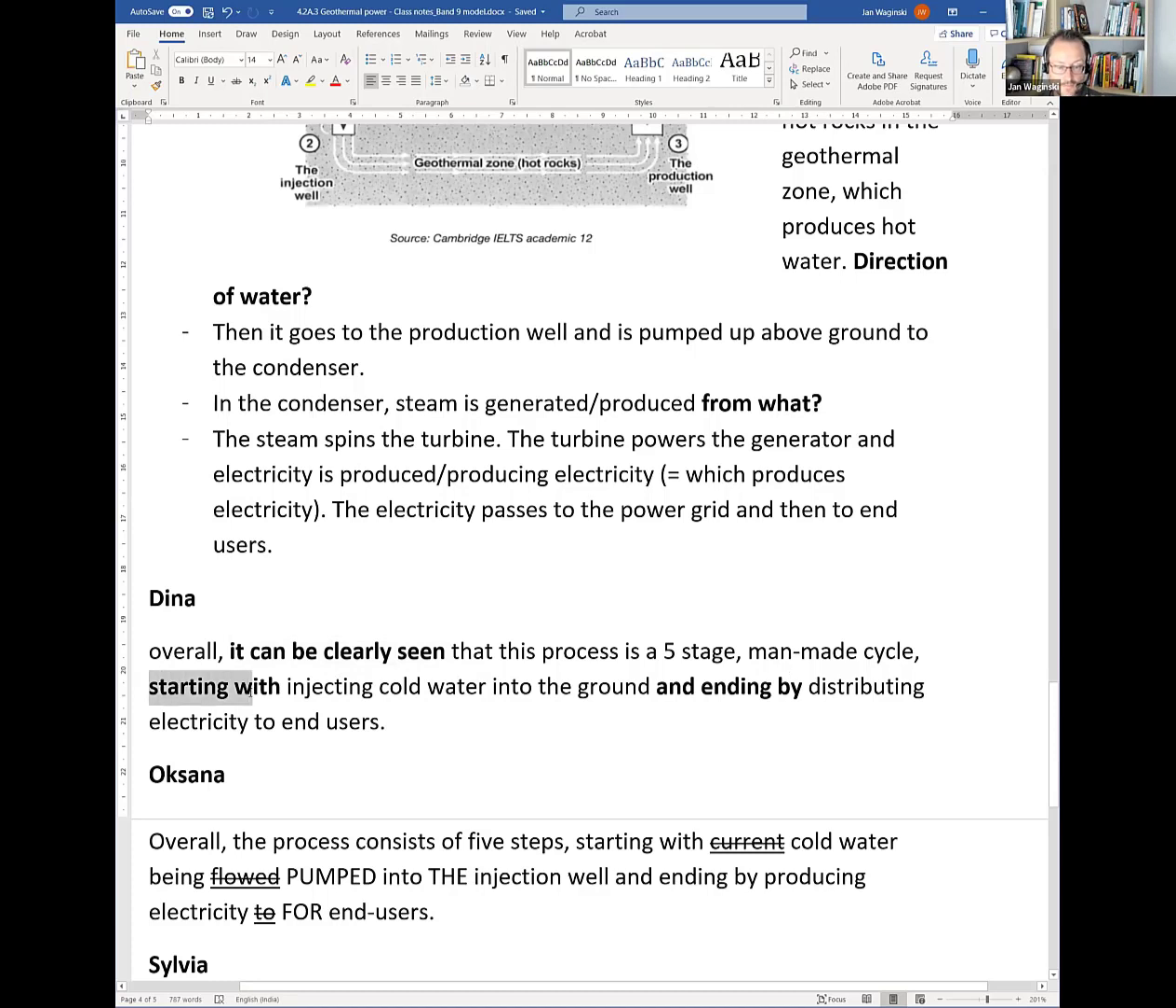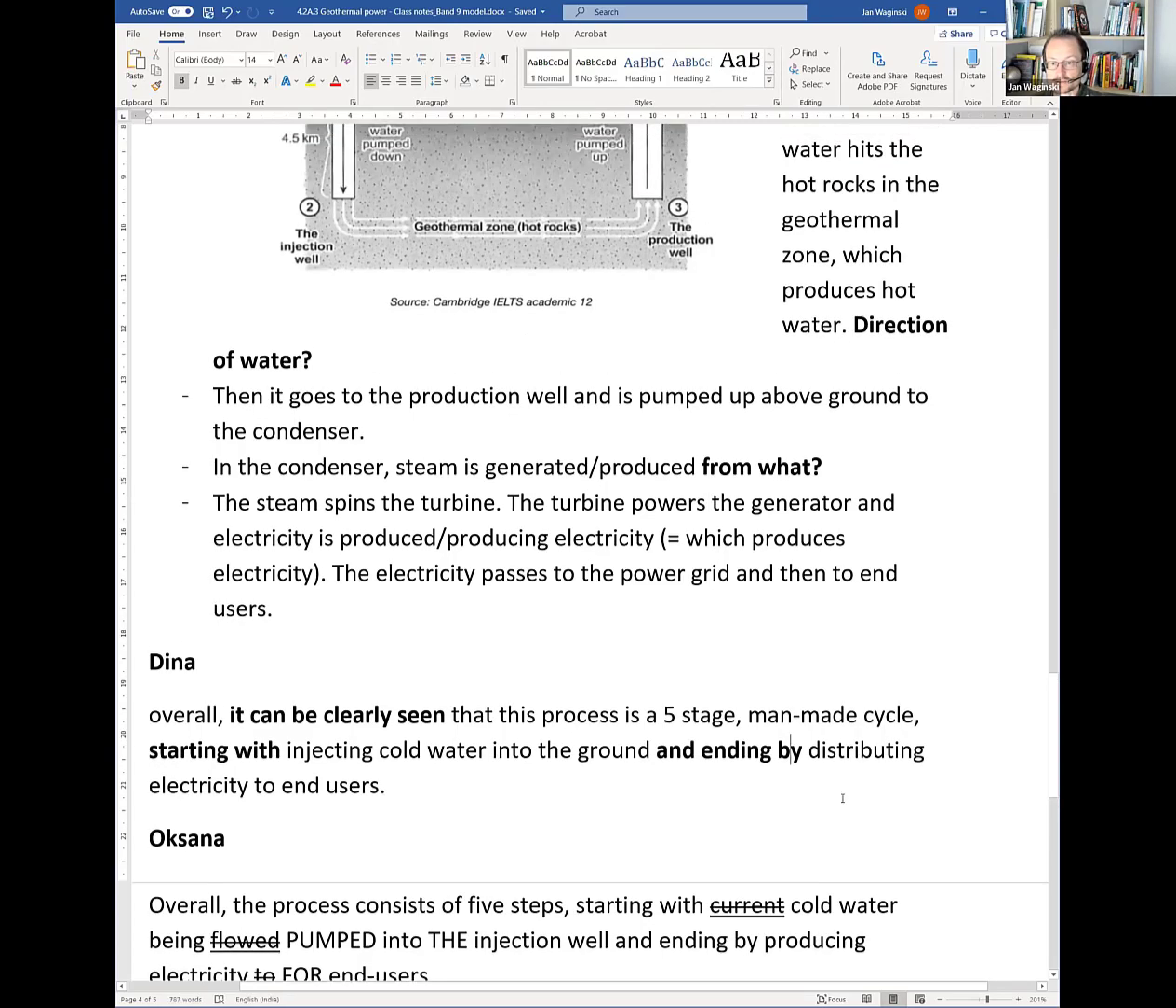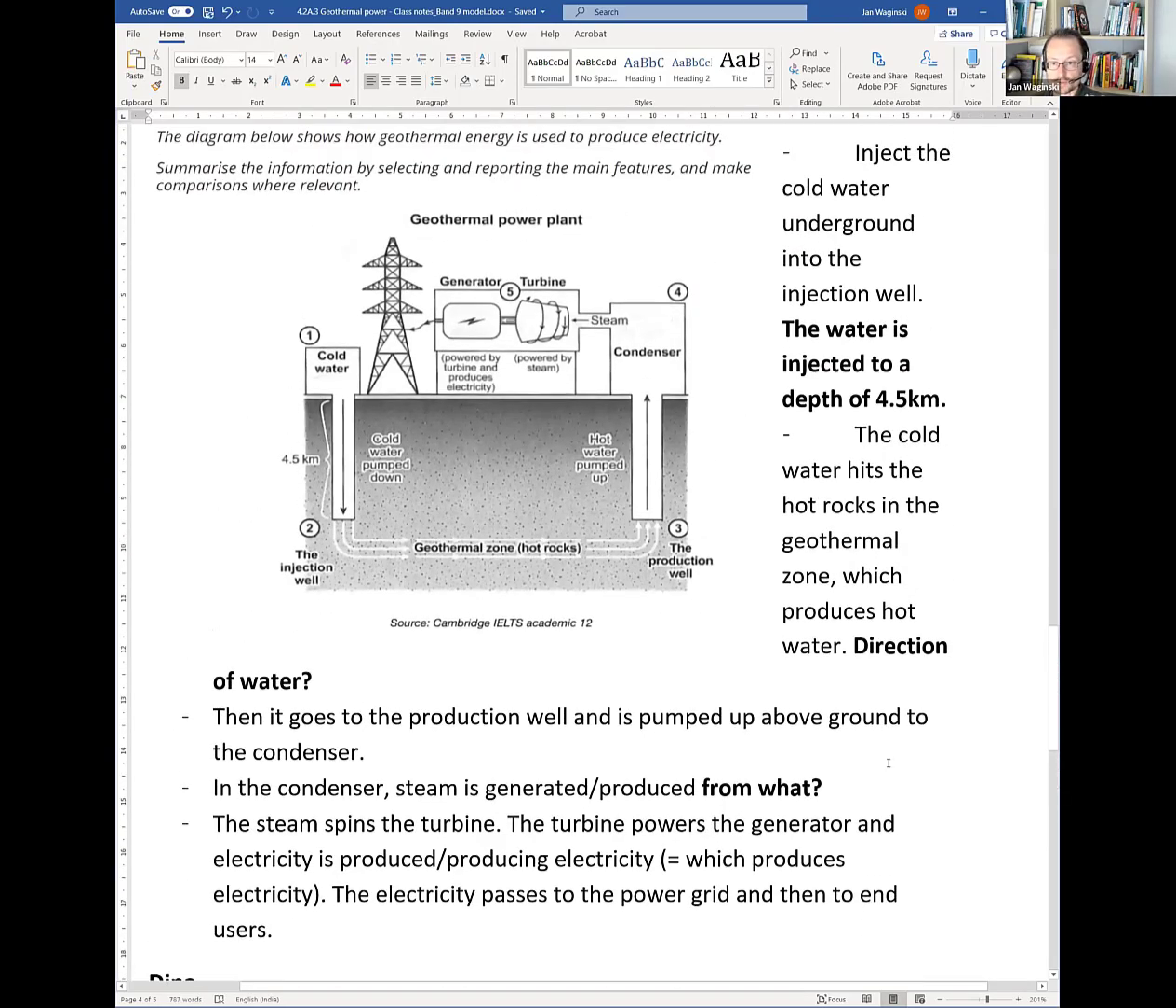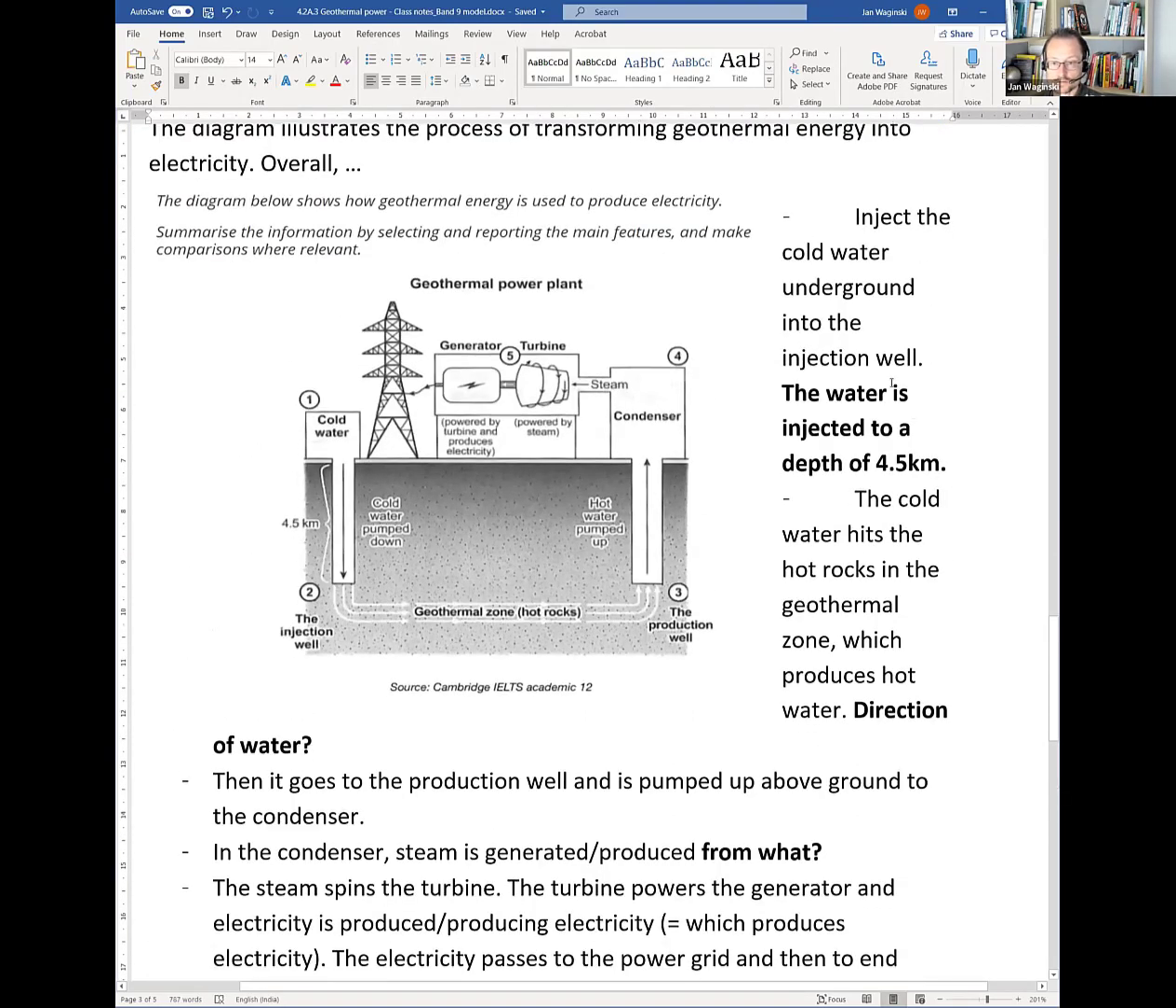Anytime you've got a process starting with something and ending with something, this is a very nice format. So I added a couple parts here. This is a detail we didn't include initially. The water is injected to a depth of 4.5 kilometers. This is a very important detail.